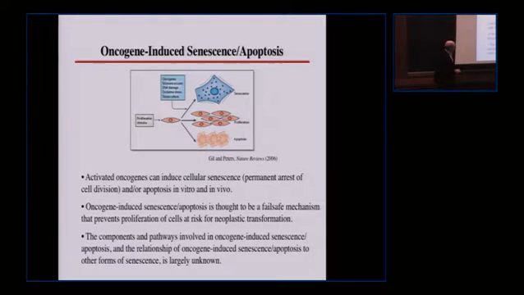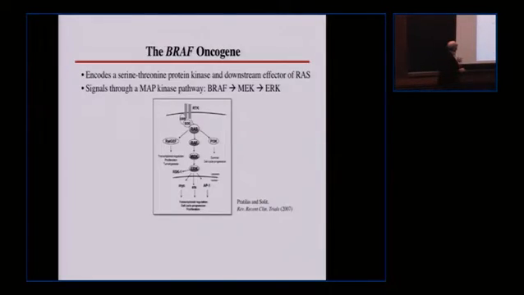So we decided, and this is work that was really initiated by Narendra when he was in the laboratory, to study this process, and we decided to use as a model system the BRAF oncogene, which I've briefly talked about already. The BRAF oncogene encodes a serine threonine protein kinase. It's a downstream effector of RAS. It signals through this MAP kinase pathway, BRAF-MEK-ERK.